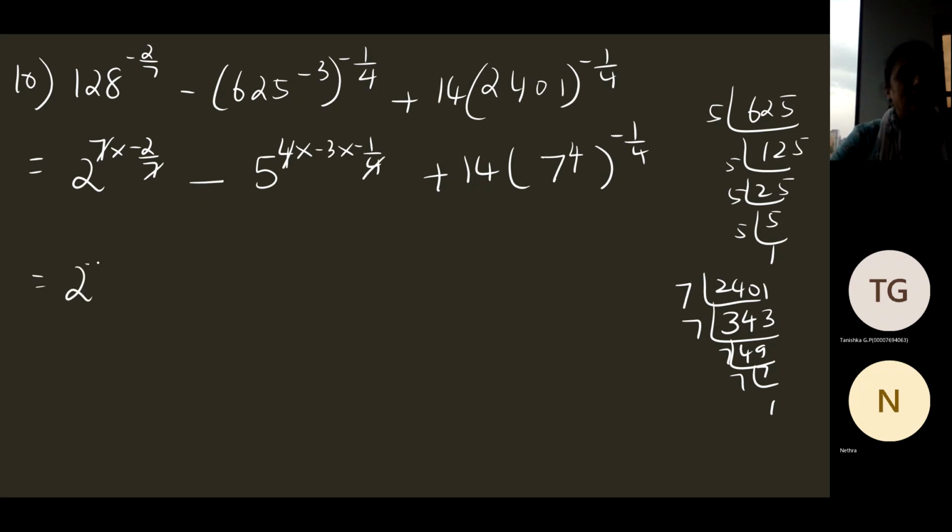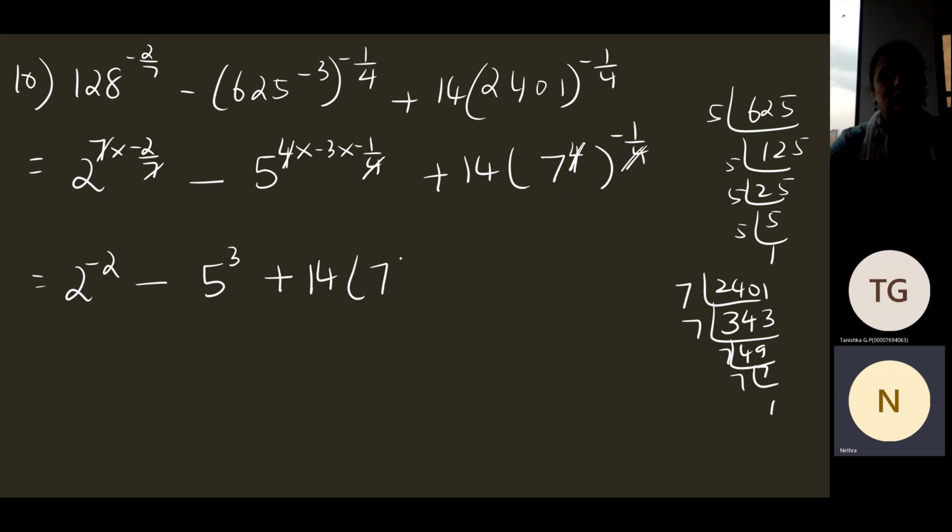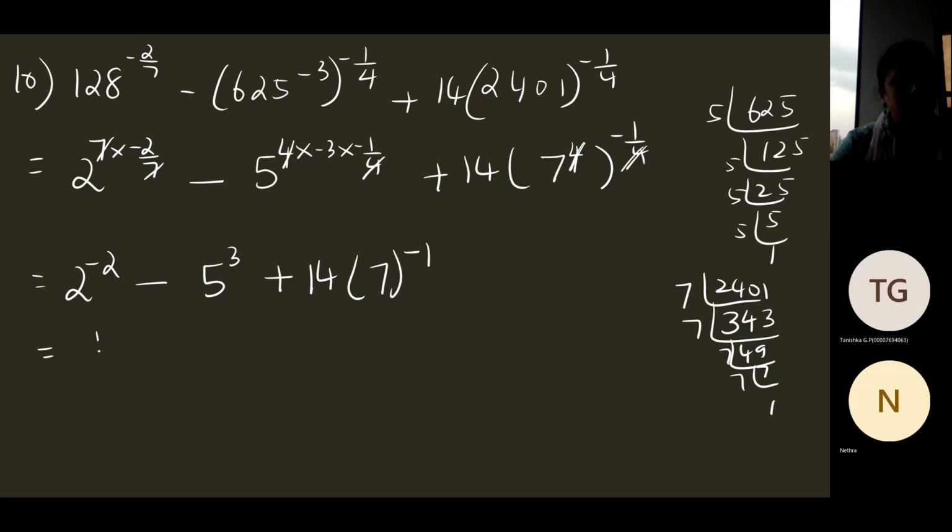So we have 2 to the power minus 2. Look at the board, minus 5 to the power what? Minus 3 into minus 1 is plus 3. You can cancel the 4 like this itself. See here, this is the numerator, correct? 4 is 4 by 1 and this is 1 by 4, so you can cancel the 4s. 14 into 7 to the power minus 1. Correct? What is 2 to the power minus 2? 1 by 2 square.